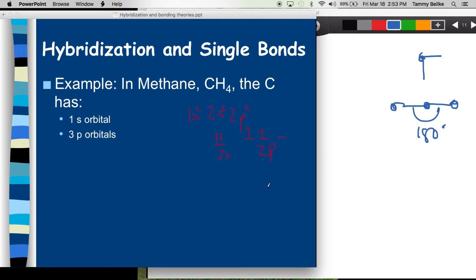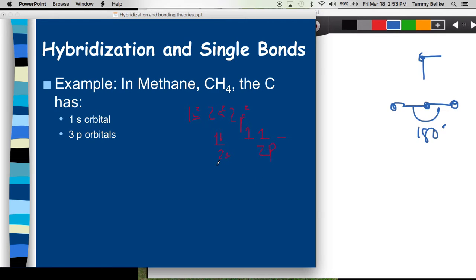Well, if we were thinking about making a bond with 2 electrons, the s orbital is already full. The p orbitals are half full, or at least 2 of them are. So we might think, oh, maybe it only makes 2 bonds. But in actuality, carbon makes 4 bonds. And based on this electron configuration orbital diagram, it just doesn't make sense why carbon atoms can make those 4 bonds.